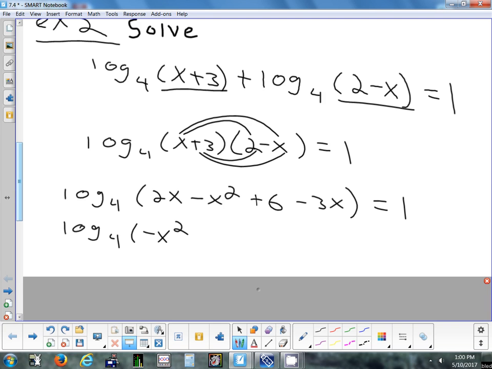Negative 1x. Yeah, 2x minus 3x gives me negative 1x. The plus 6, I don't have anything to combine it with.